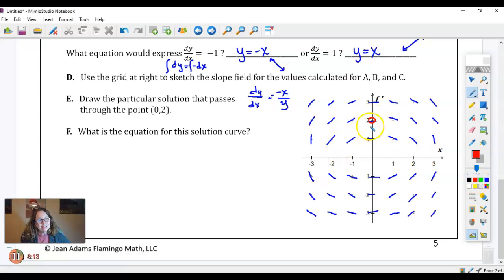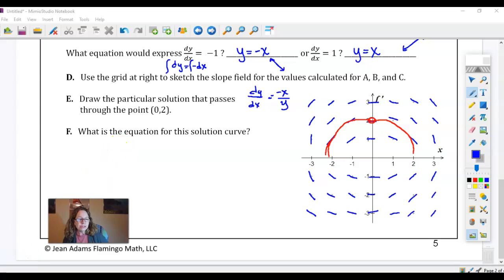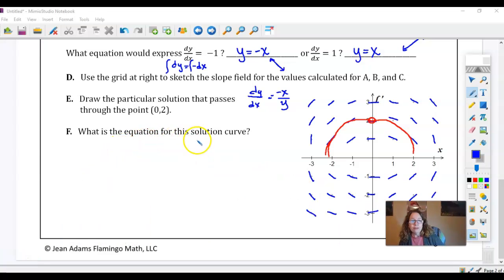And I think I can see the curve. See how it's kind of going down, and then we have an undefined part, and it's going down, and then we have an undefined part. So kind of going maybe like that, something like that. Now I'm going to stop because it's undefined there. I think you'll see why in just a second. Now, what is the equation for this solution curve? Can you see it looks like a circle?